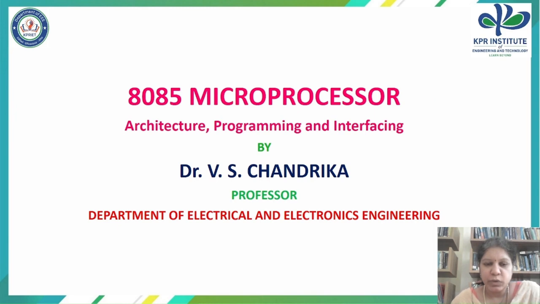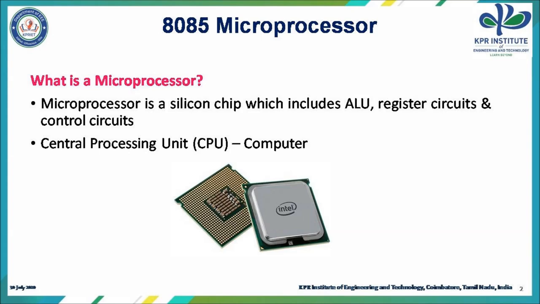In this video, I am going to explain about the basics of 8085 microprocessor, including architecture, programming and interfacing. What is a microprocessor? Microprocessor is nothing but a single chip CPU. That is, it is a CPU which is integrated on a single silicon chip. We can also call it as the CPU of your computer.